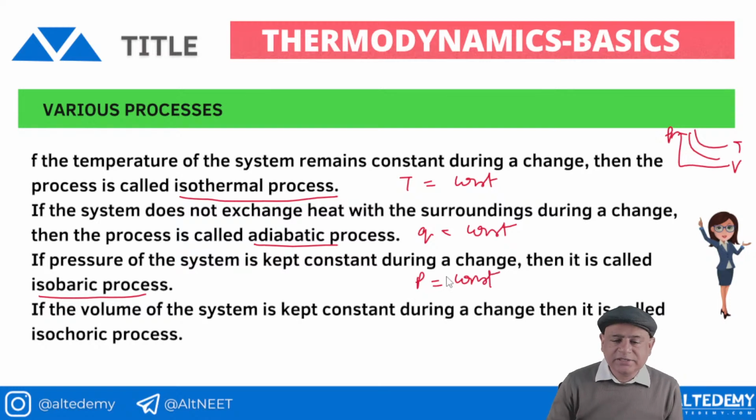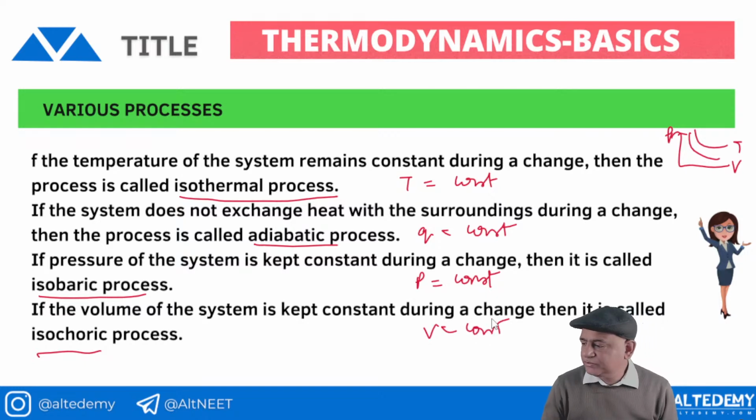We can run a system by doing all these methods. We can run a system keeping temperature constant. We can run a system keeping Q constant. We can run a system keeping pressure constant. We can run a system keeping volume constant. All these things can be done.